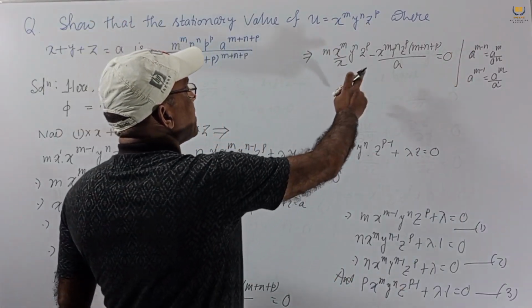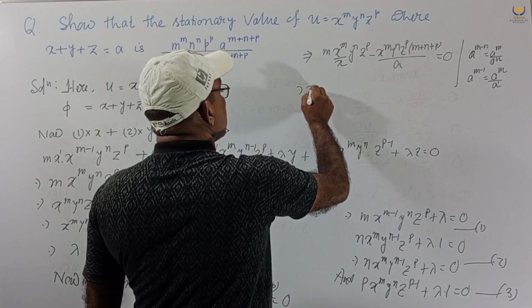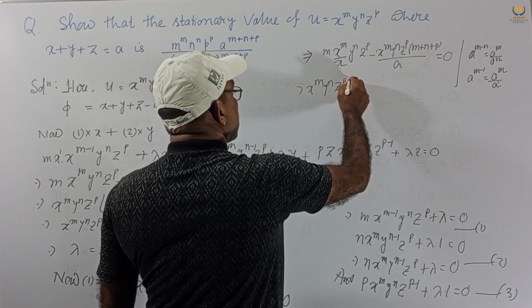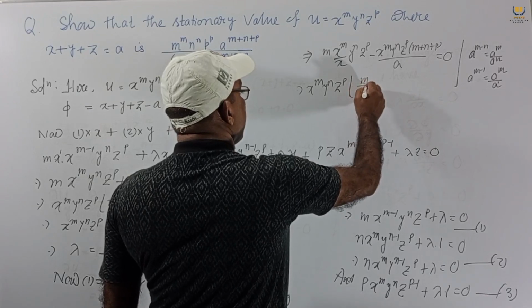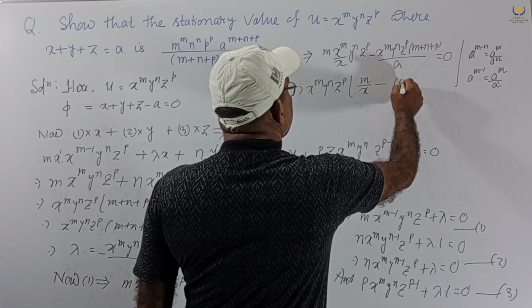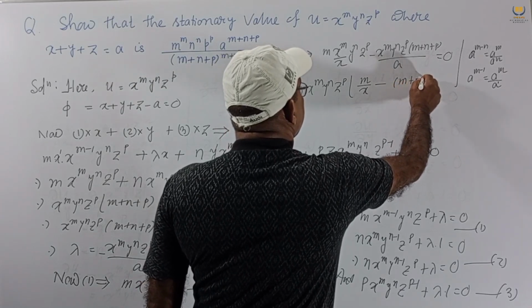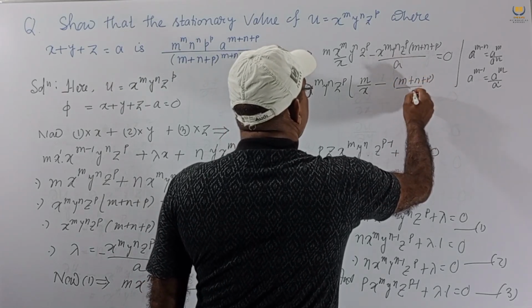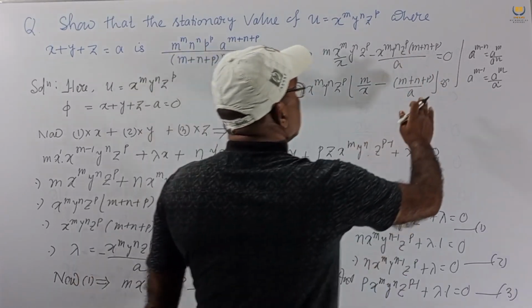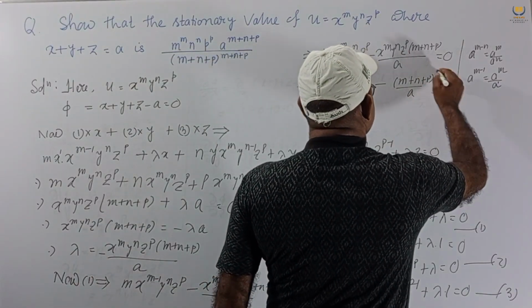This equal to 0. And from these terms, we are taking x to the power m, y to the power n, z to the power p common, we get m by x minus m plus n plus p by a, this equal to 0. This is we get 0.